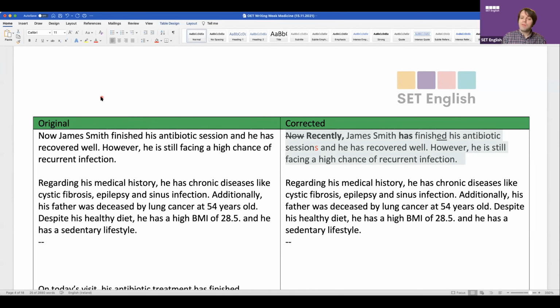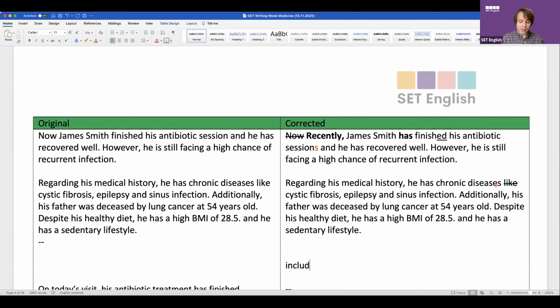Let's move on to the next one. Regarding his medical history, so we've got background. He has chronic diseases like cystic fibrosis. So again, it's a lot of style stuff here. What's wrong with like? Idil? Including. Yeah, including. The problem with including even is that it's like an example. Chronic diseases as. You can't say as. Or we can just say that he has. I think I said this yesterday.